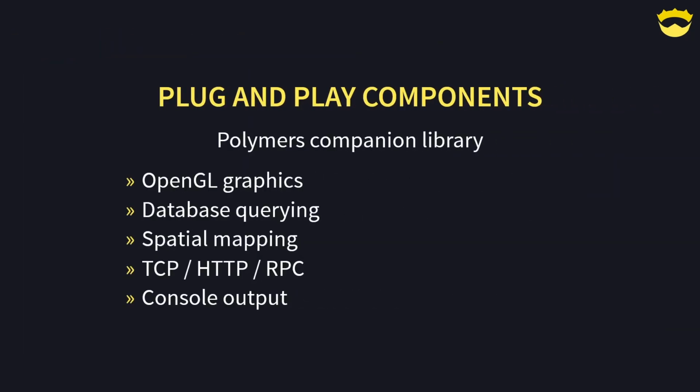Having given a quick demo of what that looks like, Polymorph also comes with a companion library called Polymers, which includes a lot of plug and play components that you can use straight away to achieve particular effects. This covers things like OpenGL instance rendering, database querying, spatial mapping for things like collision detection, and also networking components like TCP, HTTP, and RPC. These build on each other, so you've got that kind of hierarchy of how these components interact.